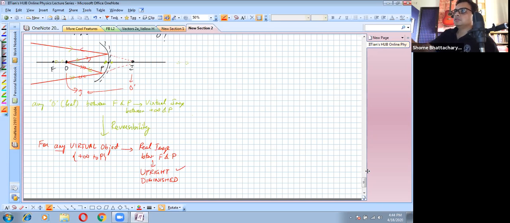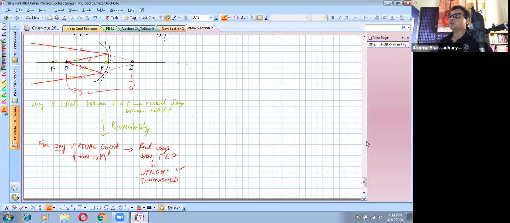All right, so there is only one case for virtual objects as far as the concave mirror is concerned. As you can see in this note that we've written below, any type of virtual object, whether it is at infinite distance from the pole or right behind the pole, as far as a concave mirror is concerned, will only give you one type of image, and that will be a real image in front of the pole, but between the pole and focal point, and it will be upright and it will be diminished. And let's now support this with the ray diagram.